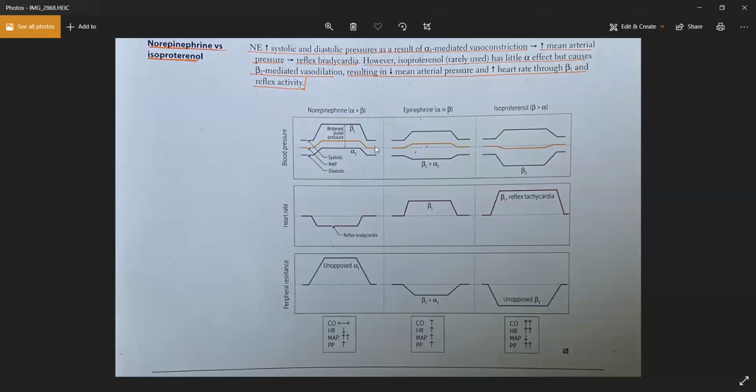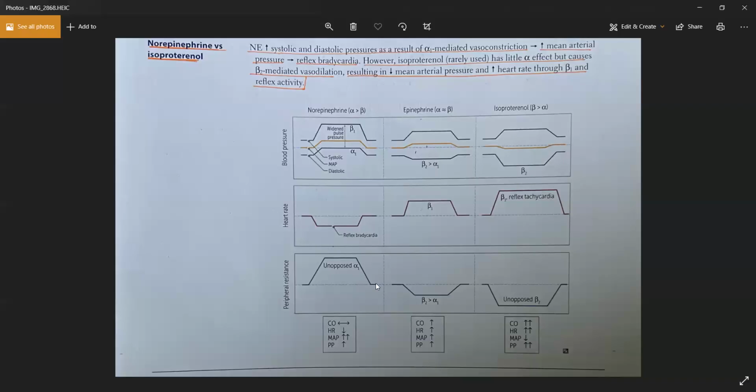Okay, what's going to happen with the heart rate? Because alpha effects predominate over the beta effects, you will get reflex bradycardia. What about the peripheral resistance? Because they have just the alpha effect, not the beta 2 effect, vasodilation can never happen, right? What you will get is the unopposed alpha 1 effect.